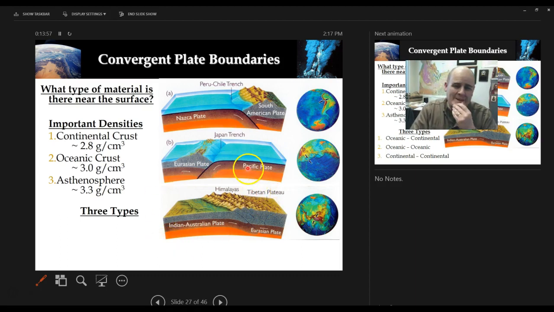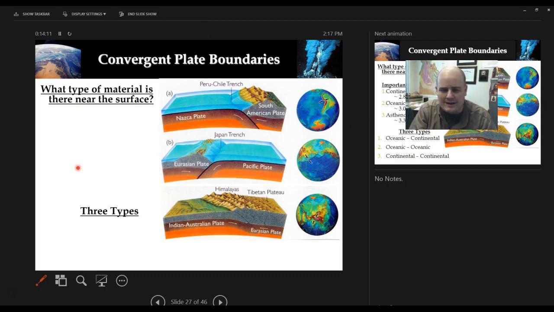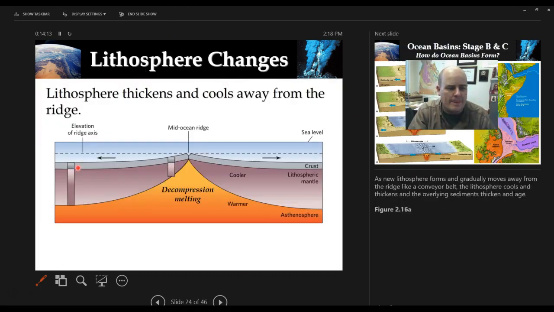Okay, the last one is when we have two oceanic crusts and they come together and slam in together, and one of them will go down. Now, if the oceanic crusts are the same density, why is one going down? Well, it goes back to this idea that we talked about just a second ago, where the closer you are to the divergent plate boundary, the thinner the crust, and therefore the lower the density. The further away from the divergent plate boundary, the more dense it is.